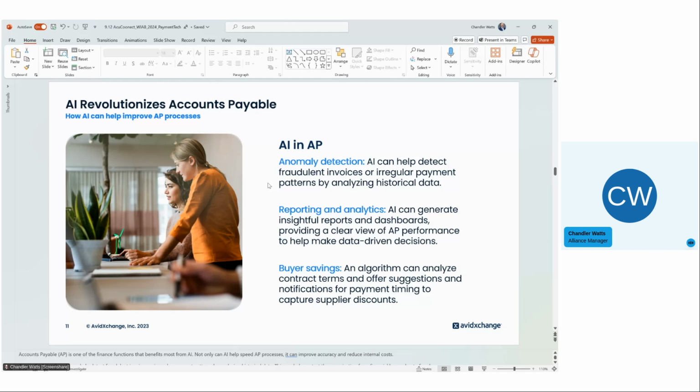As well as reporting analytics. So obviously, AI can generate pretty much any type of report and visualize that into any type of dashboard, and that's something that I know makes my job easier from a day-to-day perspective. Absolutely. So it does provide a clear view of your accounts payable performance, which in return can help you make data-driven decisions. Now, last but not least, buyer savings. So there is an algorithm that can analyze contract terms and then offer suggestions as far as notifications for timings and certain ways to capture discounts for suppliers.